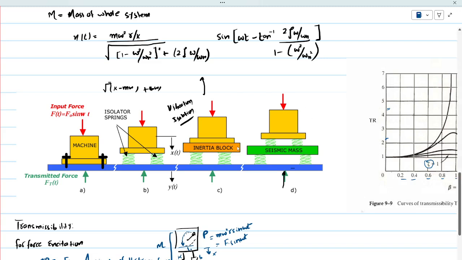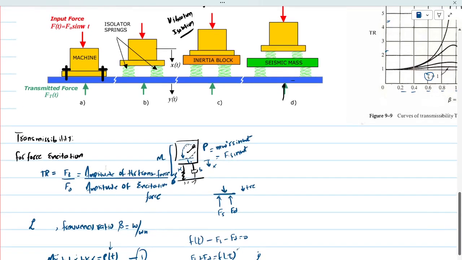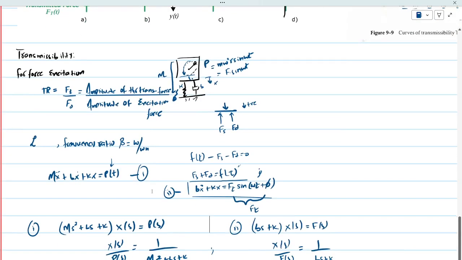How can we isolate the surroundings from the machine or the instrument we are using, and how can we quantify how much force is being transmitted, and how much motion is being transmitted from the machine to the surroundings or from the surroundings to the machine? So we saw transmissibility of force and transmissibility of motion. So that's all for this lecture.